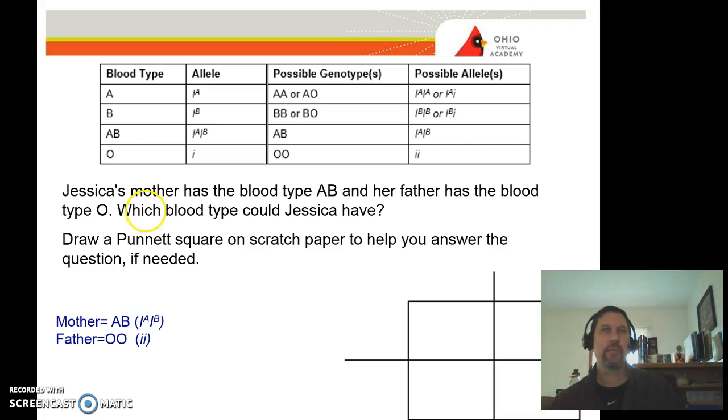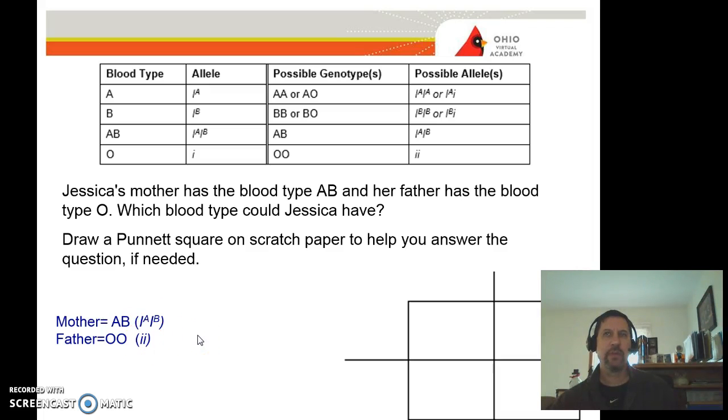So let's look at the next one. We got a couple more here. This is the blood typing, and we've gone over this on one of the labs. Jessica's mother has a blood type of AB, and her father has a blood type of O. Which blood type could Jessica have? Draw a Punnett square. Here we have it. Here's the mother. I pulled out this information, AB. So they have the alleles IA, IB. Father is OO, ii for recessive.